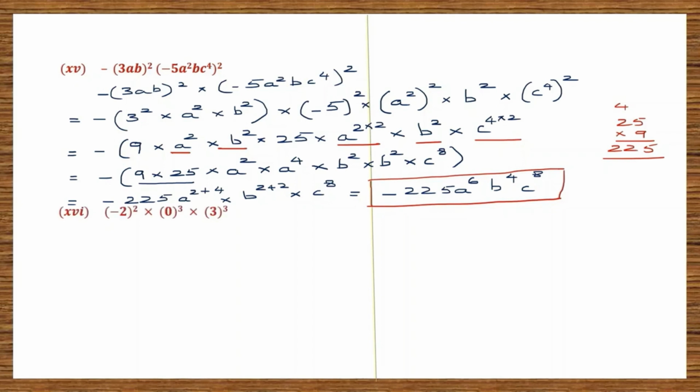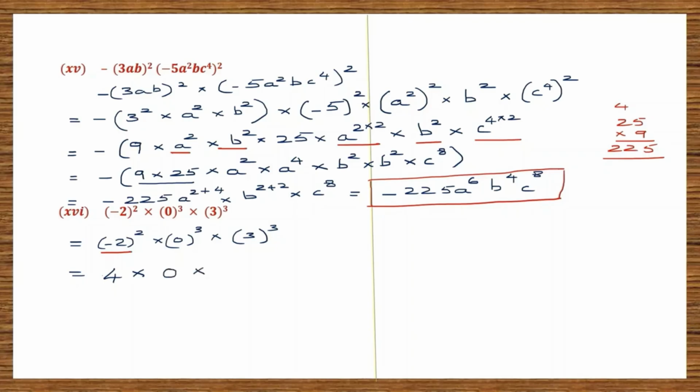The next one, question 16 here, let's write it. Minus 2 the whole square into 0 raised to the power of 3 into 3 raised to the power of 3. So let's multiply this. Now here we have minus 2 raised to the power of 2. That means minus 2 into minus 2. Minus into minus is plus, 2 2s are 4. So here we got 4 into 0 raised to the power of 3. That means you multiply 0 into 0 into 0.